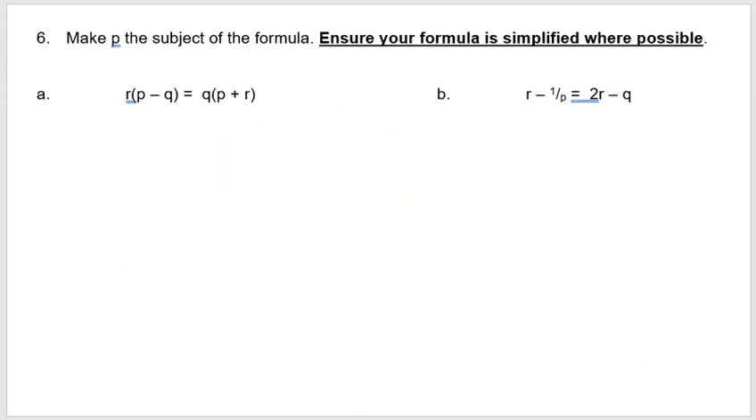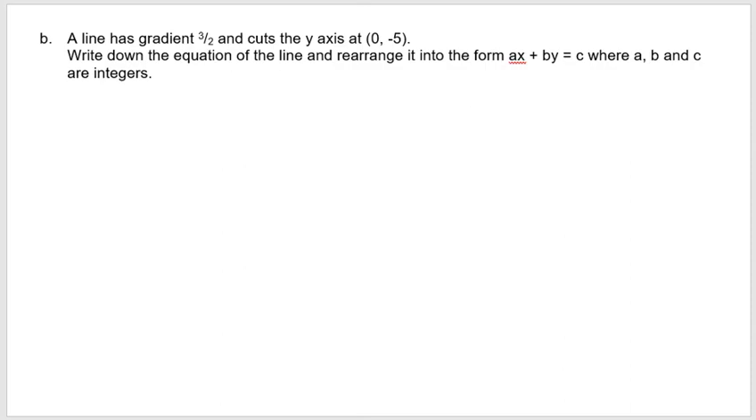Okay, oops, we do have another question, don't we? 5b, there we go. Okay, question 5b. A line has gradient 3/2. Straight away, without reading anything else, I know this is going to be a straight line. Because we have a constant gradient, that means that the direction which the line is going will be constant, not changing. So a straight line graph, which means it can be written in the form of y equals mx plus c. So the gradient is 3/2.